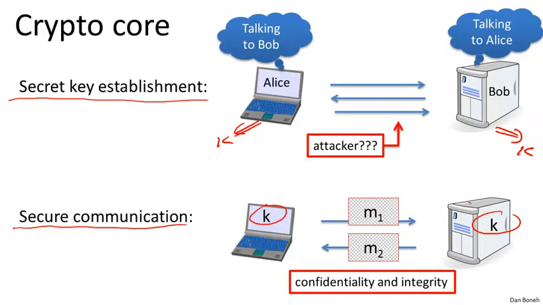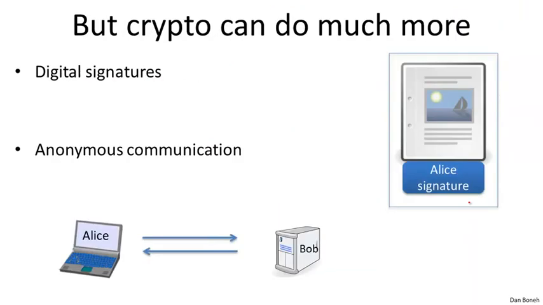But cryptography does much more than just these two things, and I want to give you a few examples. The first example I want to give you is what's called a digital signature. A digital signature basically is the analog of a signature in the physical world. In the physical world, when you sign a document, you write your signature on that document. And your signature is always the same. You always write the same signature on all documents that you want to sign.